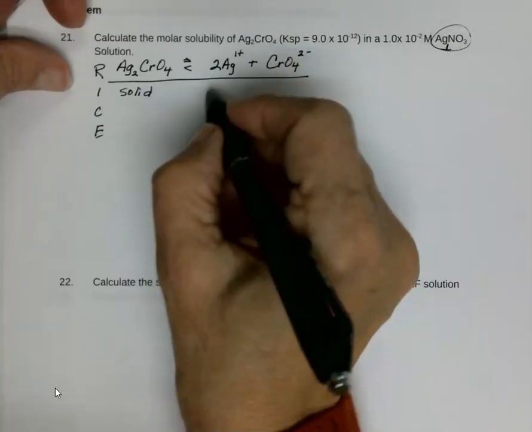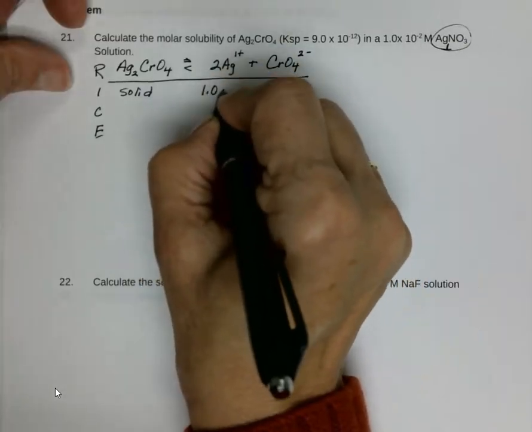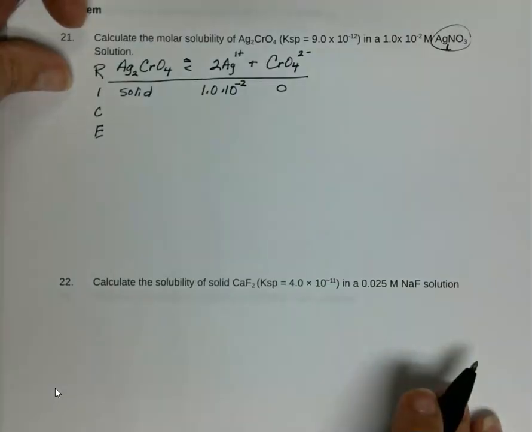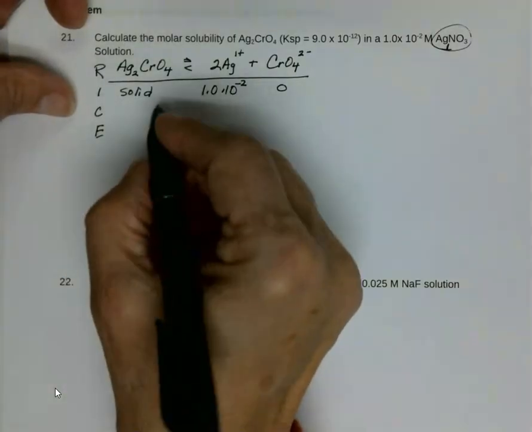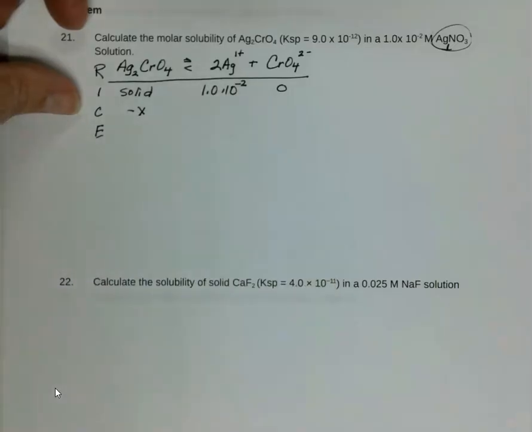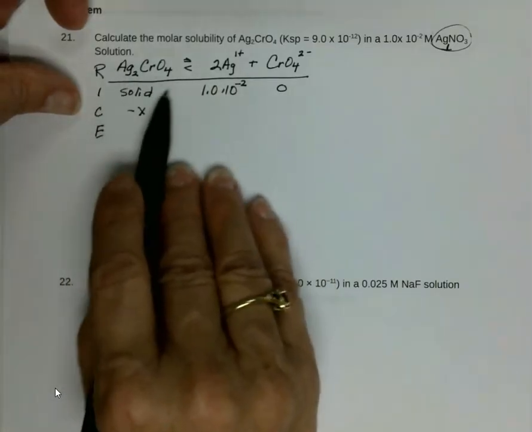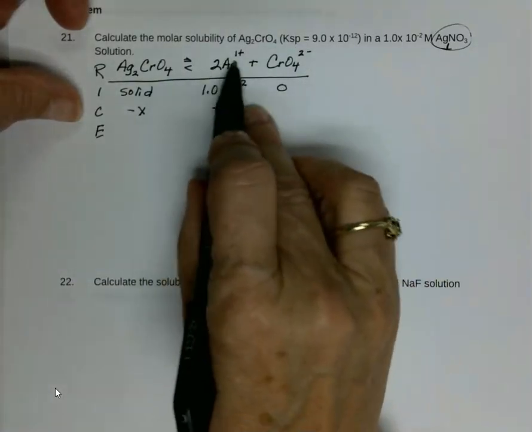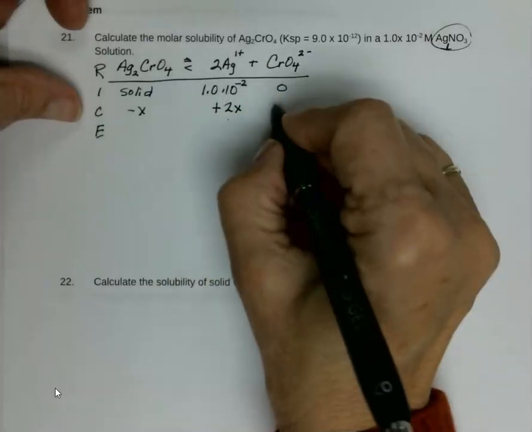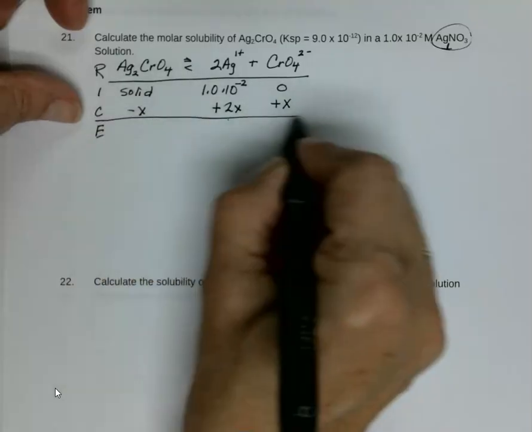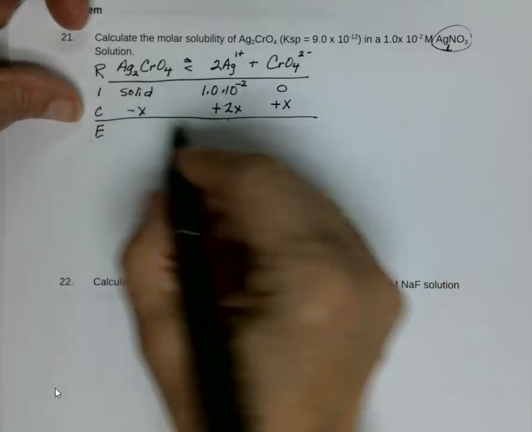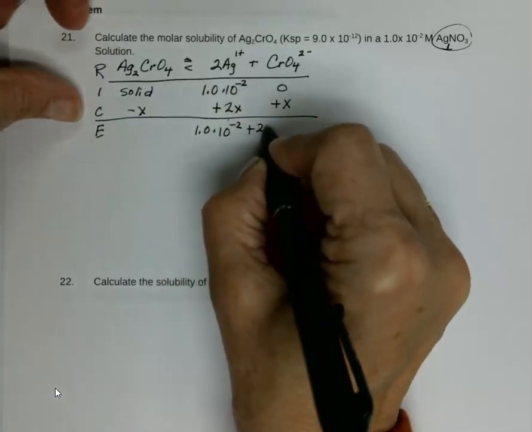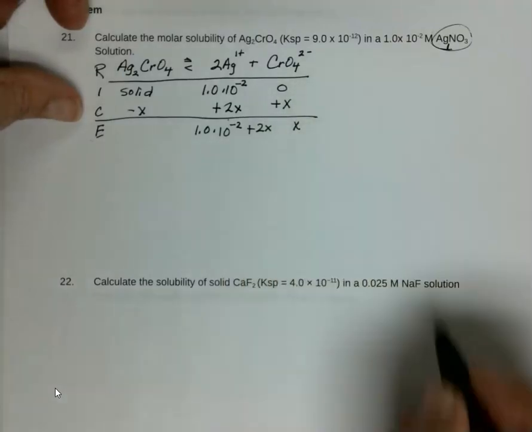I've got 1.0 times 10 to the negative 2. Again, I'm putting it into a silver nitrate solution, which contains no chromate. So again, we're changing, we're losing some of the solid, and we are adding silver and chromate. This one is a 2x, and we're adding it here. Okay, so again, we don't really worry about the solid piece of it, but this is going to give me 1.0 times 10 to the negative 2 plus 2x, and then this gives me just x.